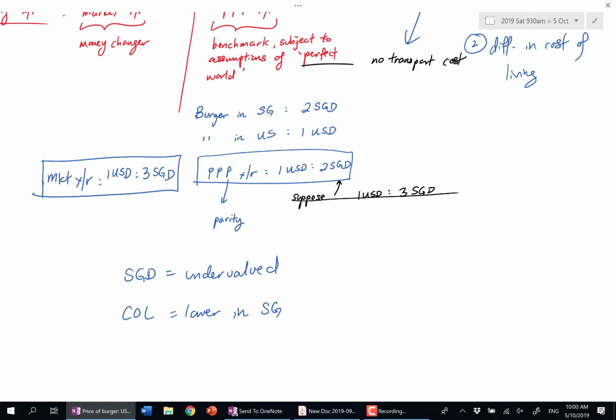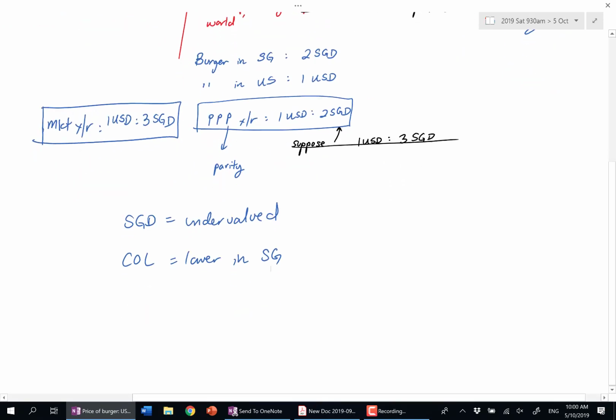You can make these two inferences. The first one is especially true. For the second one, I would much prefer you're not talking about burgers, but a common basket of goods and services. Then it makes more sense to generalize and say cost of living is lower. Okay? Any questions before I move on? If you understand this, good. Then let's look at the case study question above.